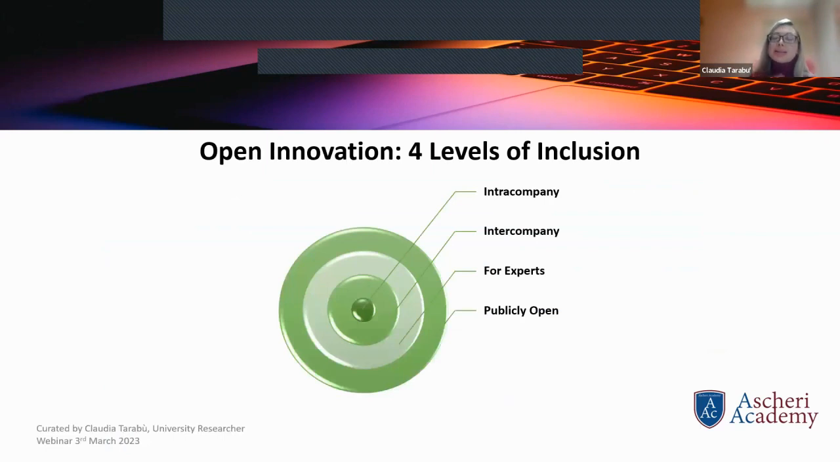Another element that I want to give to you is the four levels of inclusion typical of open innovation. I have identified four levels: the intra-company level, the inter-company level, the level reserved to experts, and the publicly open level. So the first is the intra-company level, the first level of inclusion.